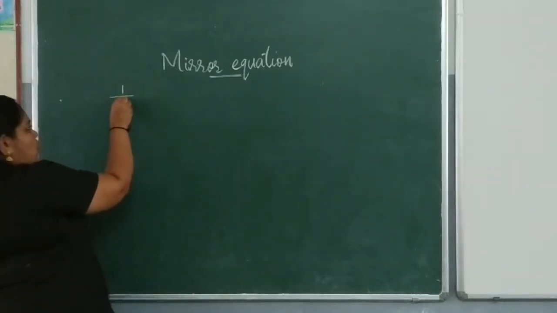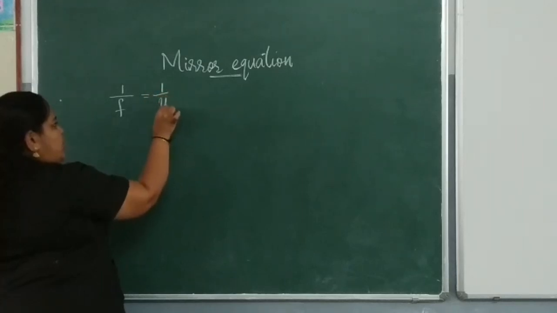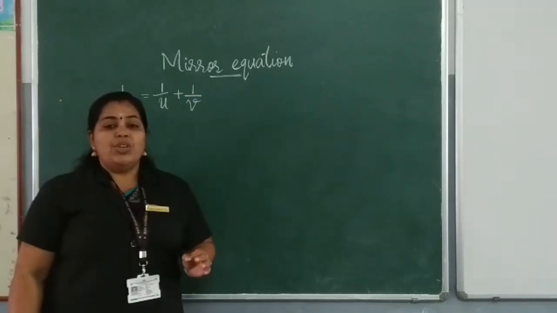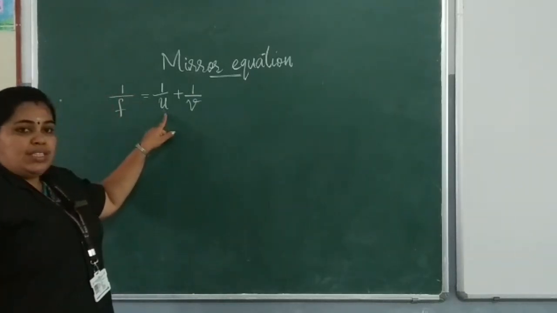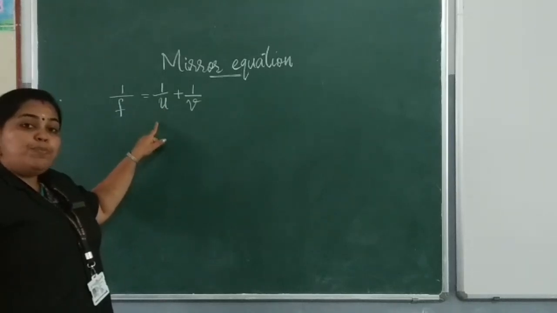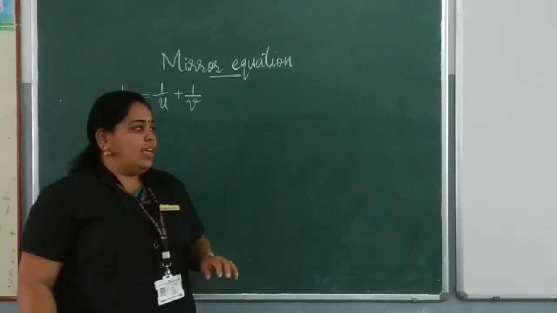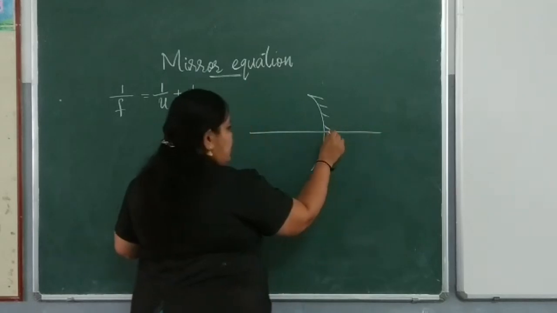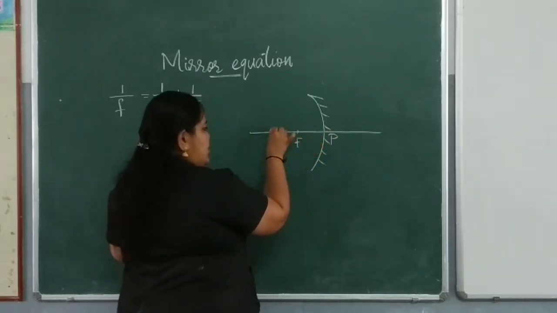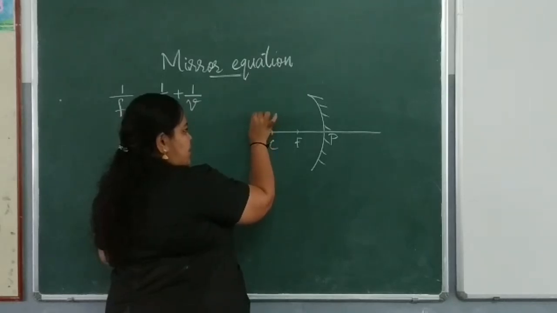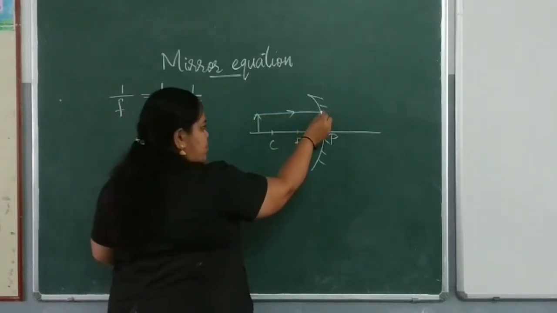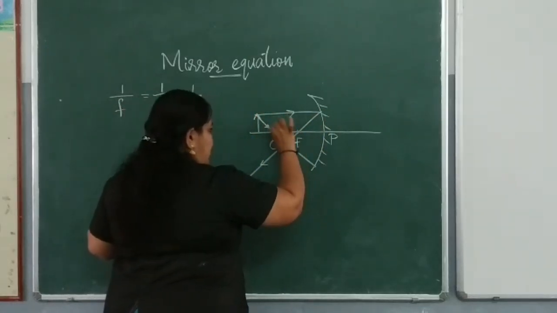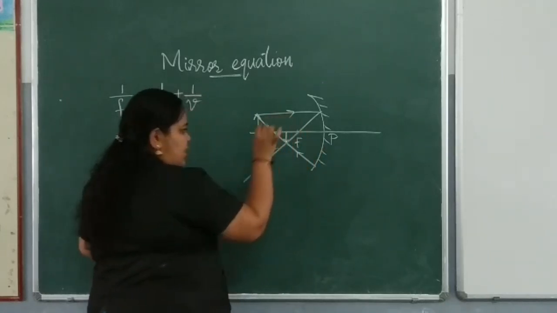Mirror equation is 1 by f is equal to 1 by u plus 1 by v, where u is the distance of the object to the mirror. This is how we will draw. This is the pole, focus, center of curvature. And the object is placed here, what happens? A ray moves parallel to the principal axis and passes through the focus. The second ray passes through the center of curvature and retraces its path. Here you will be getting the image, isn't it?